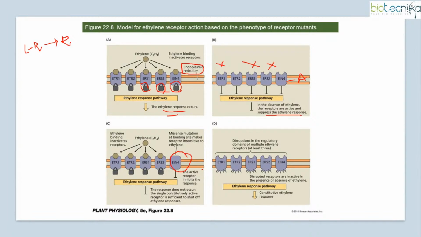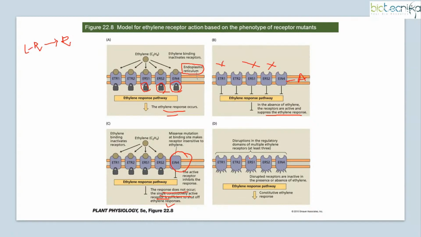Missense mutation means a change in the amino acid. So what happens is that the response does not occur, and the single constitutively active receptor will be sufficient to shut down the ethylene response. See, if a single receptor is mutated, that means it is activated, then also you won't be able to get a response even though the other receptors are inactive over here.